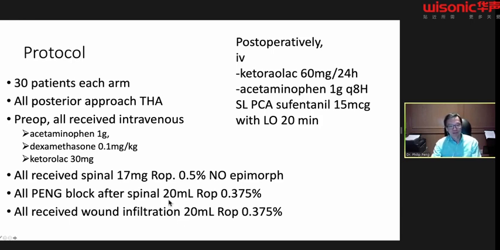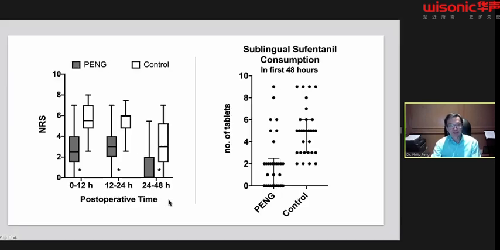Despite all this, they still find a very huge difference at 12 hours. This is the one with Peng block versus the control, 12 hours to 24 and up to 48 hours, and still a very good difference between the two. And in terms of sufentanil consumption, the Peng block was lower than control. So I can't wait for this publication to come out.